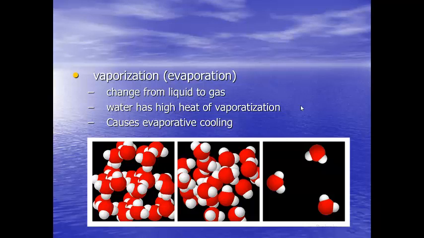This takes place when we sweat. It takes place when a dog pants. These are all methods of evaporative cooling.